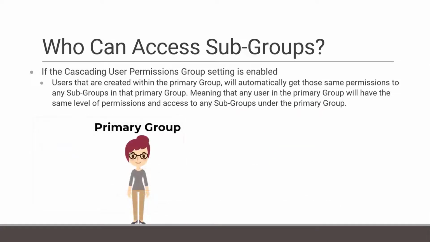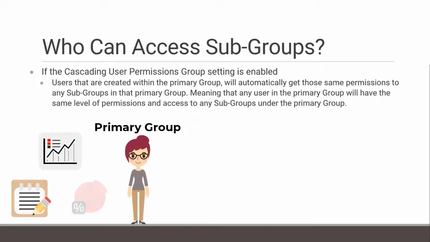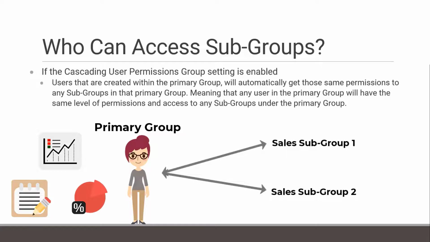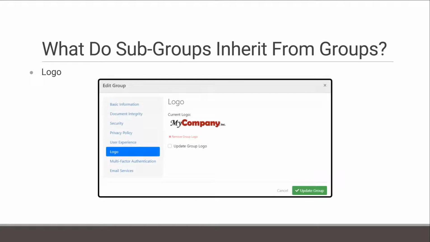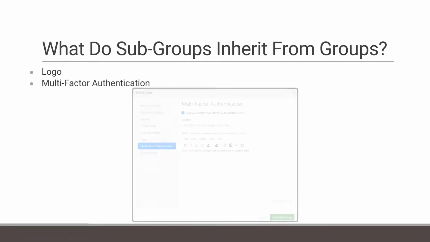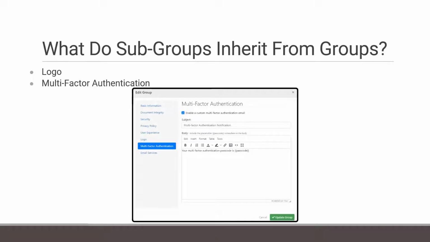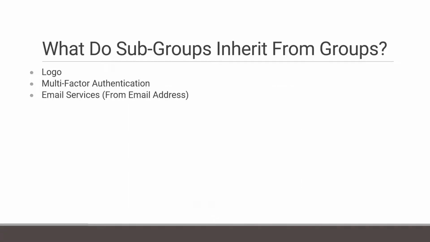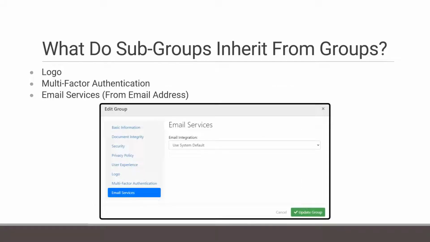For example, with cascading permissions enabled, if a user has permission to view transactions, documents, and reports in the primary group, they will have the same permissions and access in the subgroup. Subgroups inherit certain items from their parent group. Subgroups will automatically inherit the logo from the parent group. They will also inherit any multi-factor authentication settings, such as enabling a custom multi-factor authentication email. In addition to multi-factor authentication, email services are inherited as well.